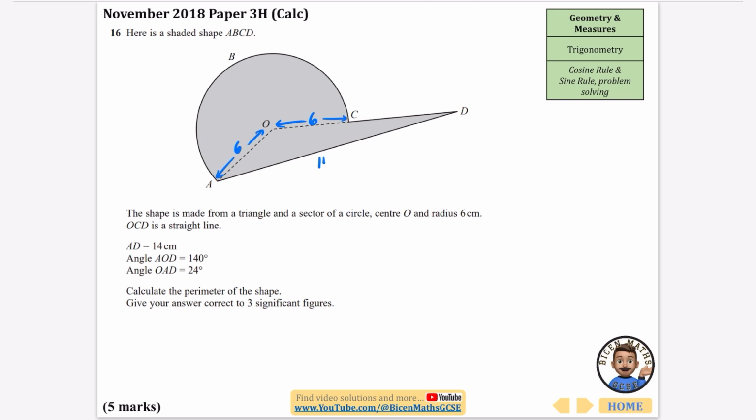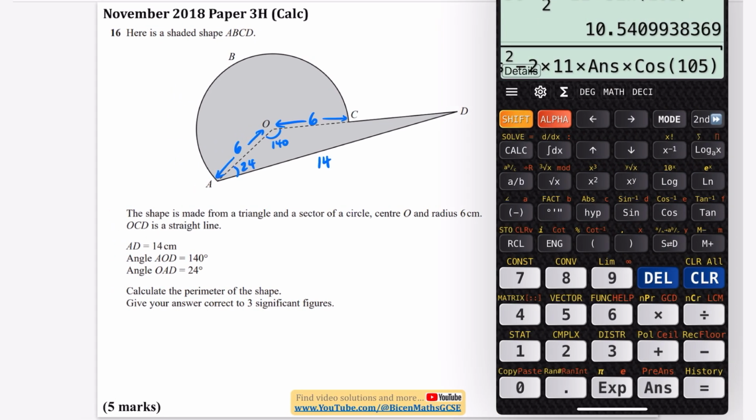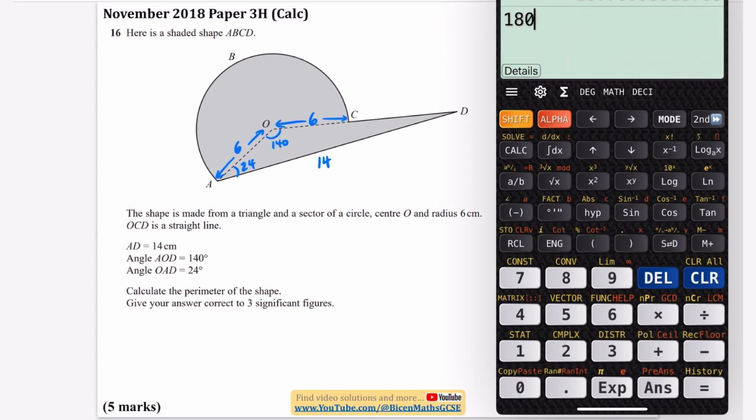It then says that AD is 14 centimetres, angle AOD, so the one in the middle of those 3 letters, that is 140, and then angle OAD is 24 degrees. So this one here is 24 degrees that we've got. Now if I need to, I know I can find this one because of angles in a triangle. So I tell you what, I might do that just because I think that's the kind of thing that they like to do in these sorts of questions.